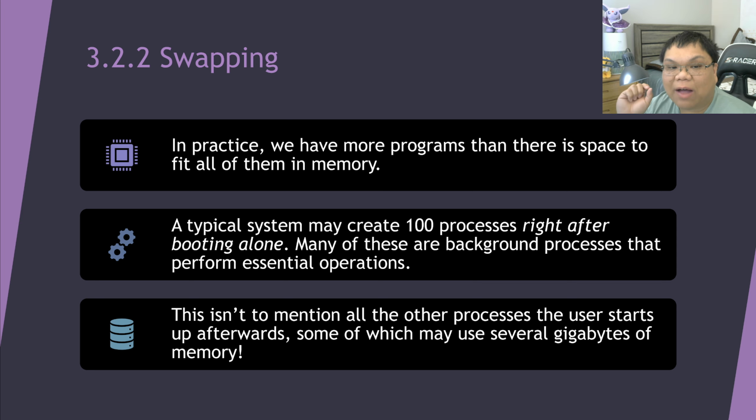So now we get to swapping. In practice, we have more programs than there is space to fit all of them in memory. A typical system may create something like 50 to 100 processes right after booting alone. And many of these are just background processes. We call them daemons. Many of these are background processes that perform essential operations.